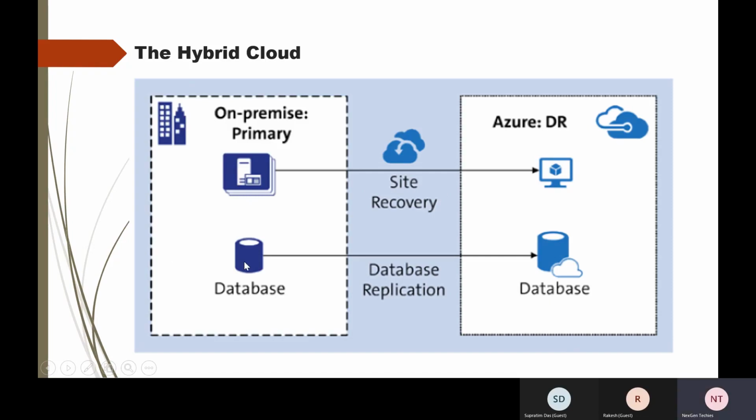And for database replication, you can use a database replication tool like HANA System Replication, or Oracle Data Guard for Oracle. Okay, like this you can replicate your data to Azure. So this is one of the examples of the hybrid cloud. Okay. Any questions till now?